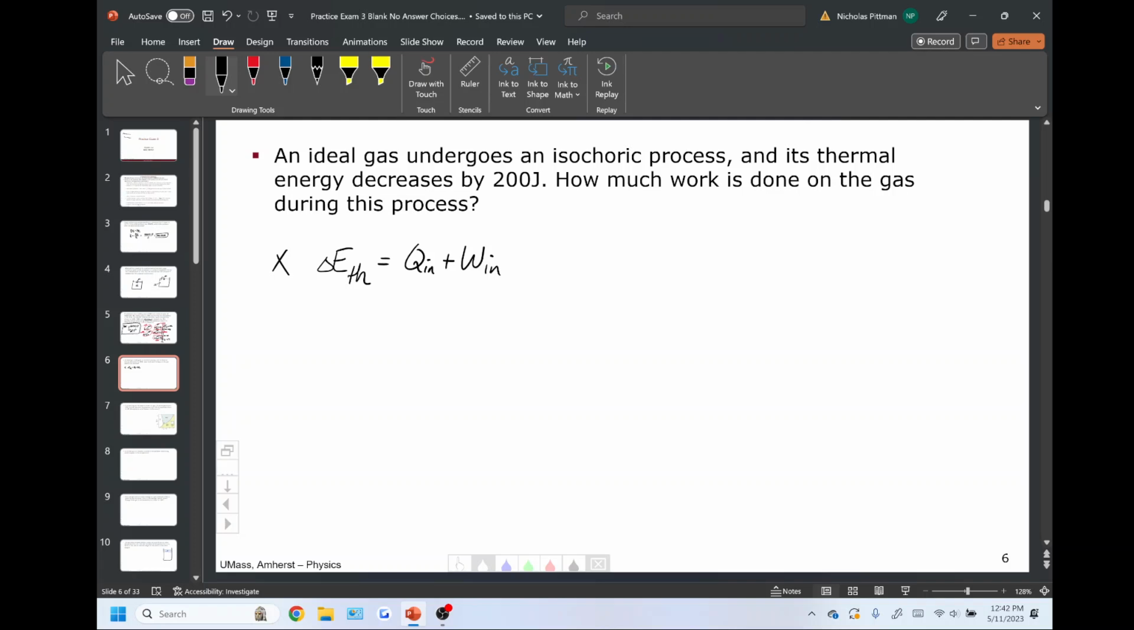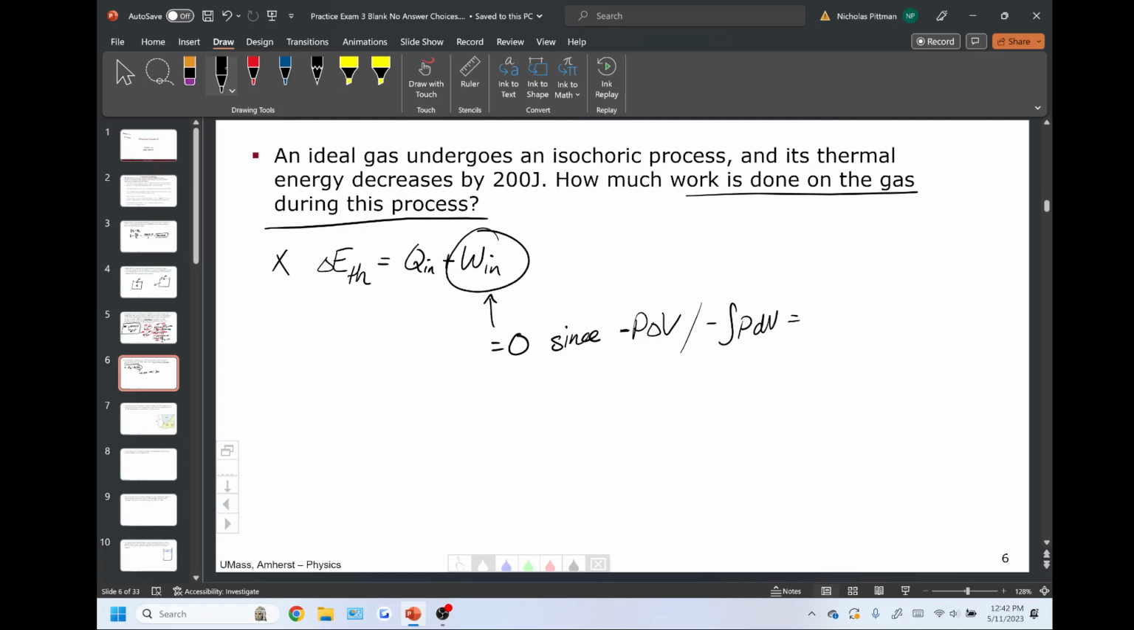And that's actually what the question is asking you about, right? Work equals 0, since isochoric means V doesn't change, which means either P delta V or negative integral of P dV doesn't change, right? Volume is held constant. So the work done is zero. So this is a little bit of a trick question.